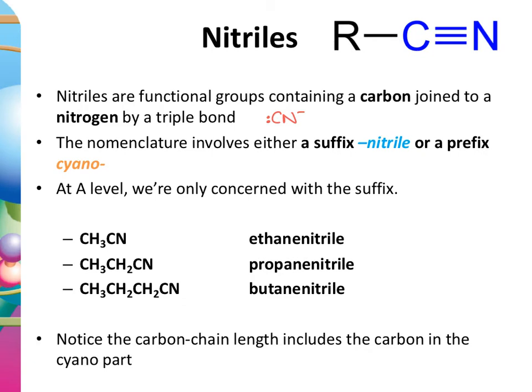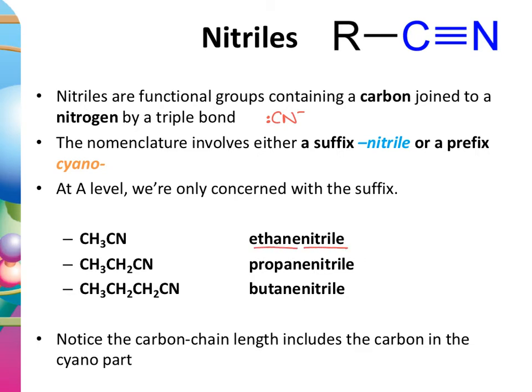So when we come to naming it, the suffix is nitrile or the prefix is cyano. Well, cyano is not going to be a feature at A level, so we're only concerned with the suffix. And if we've got a very simple compound where we just have the nitrile group and then a carbon chain, and assuming it's saturated, we basically just name it in terms of the number of carbons as an alkane. So in this example, ethane, and then we just add nitrile.